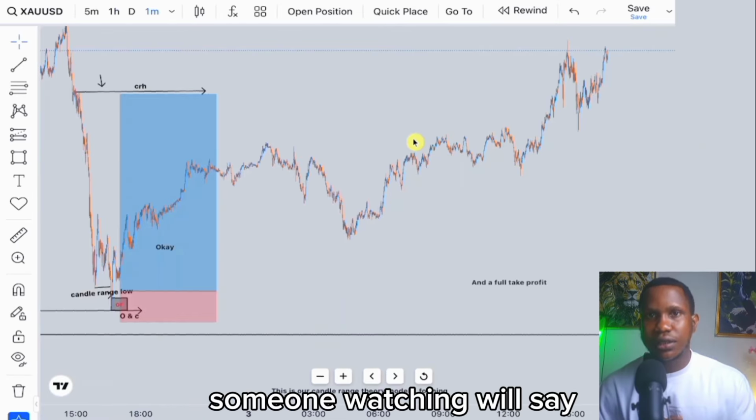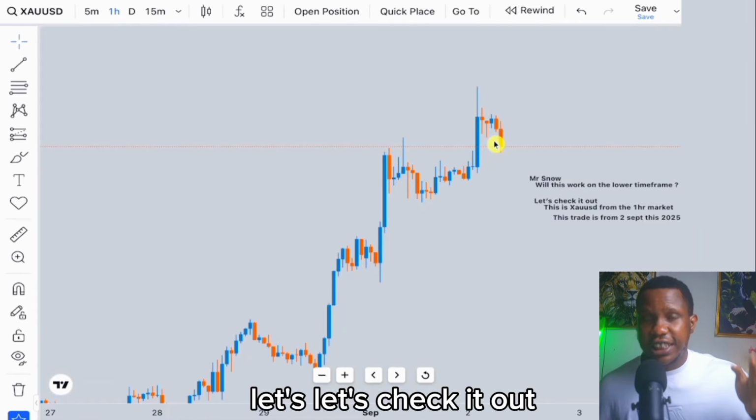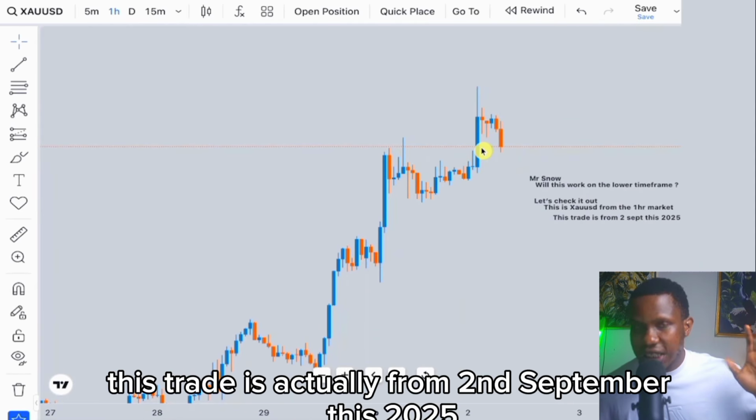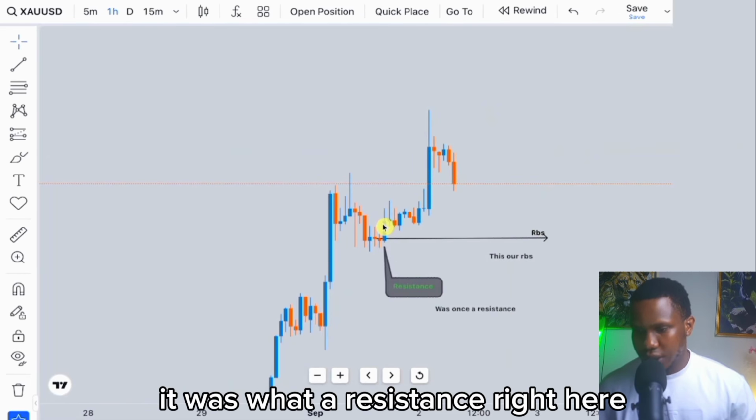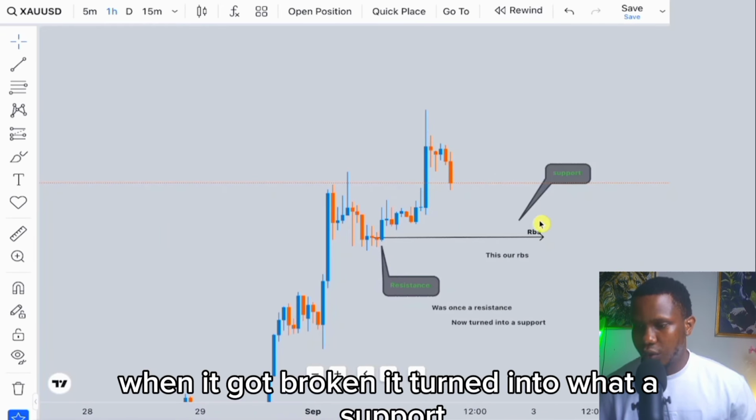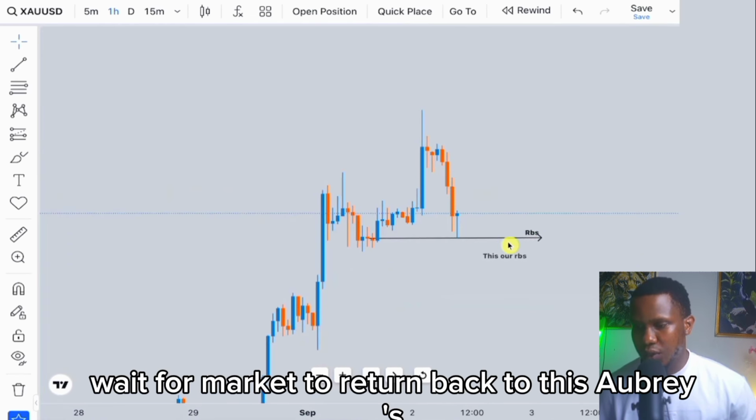Someone watching will say, we don't know, will this work on the lower time frame? Let's check it out. This is gold, the 1-hour time frame. This trade is actually from 2nd September 2025. What can we see? An RBS right here. It was a resistance right here. When it got broken, it turned into a support. We have to wait for the market to return back to this RBS.